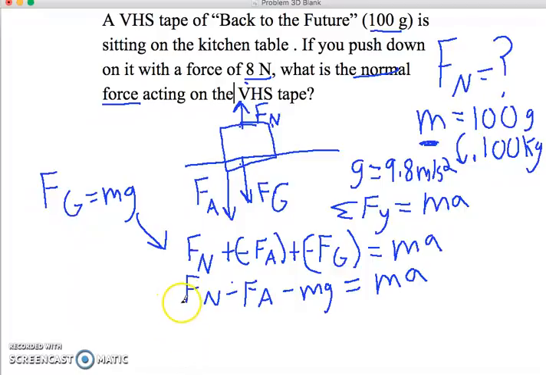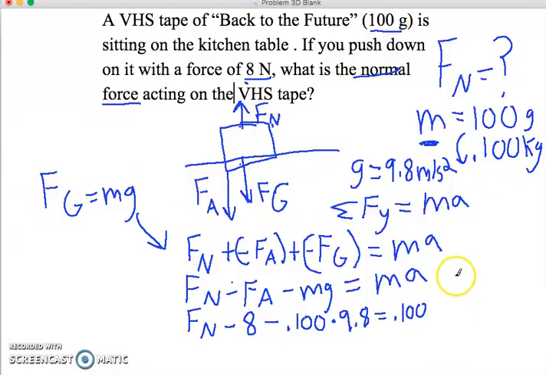So Fn we're looking for, we don't know that yet. So we get Fn minus 8 minus the mass, 0.100 kilograms times the acceleration due to gravity, 9.8 because it's on Earth, equal to the mass over here times the acceleration.